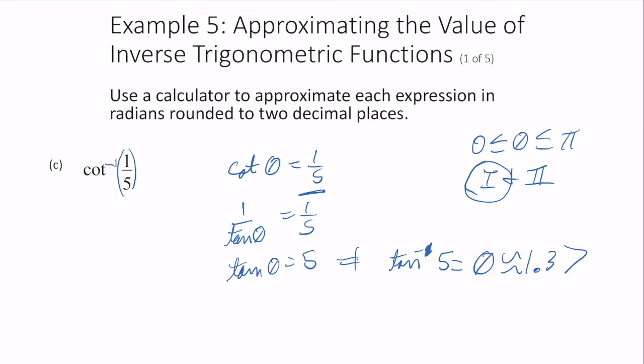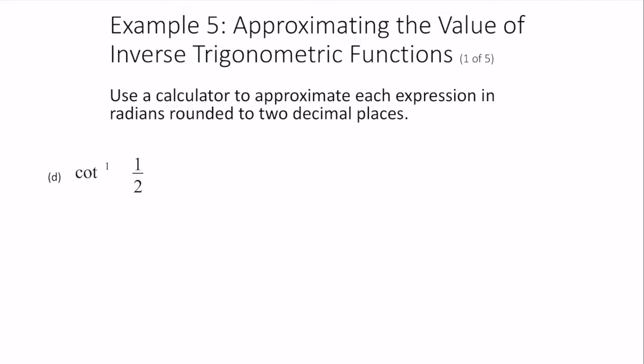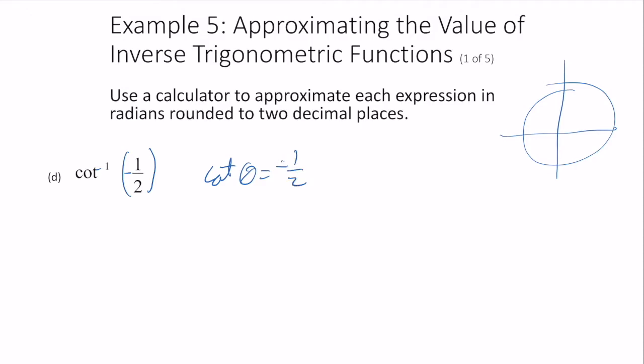Let's do one final example using cotangent, and we're going to have to solve this a little bit differently. So if I have the inverse cotangent, or arc cotangent of -1/2, that tells me that cotangent of theta is negative 1/2. Because cotangent is negative, we're going to be in quadrant 2.